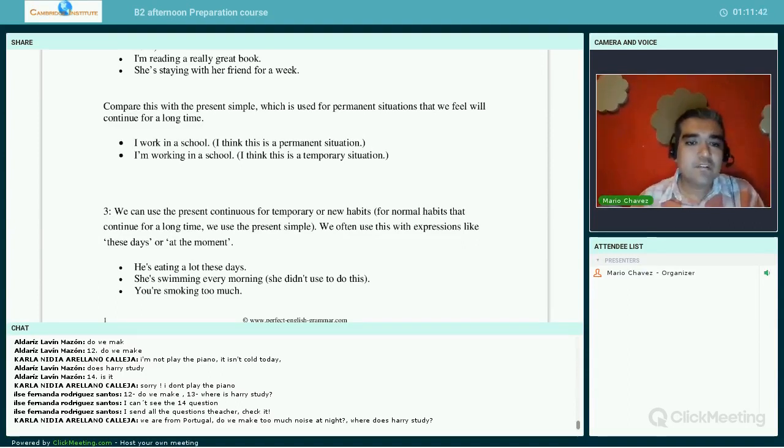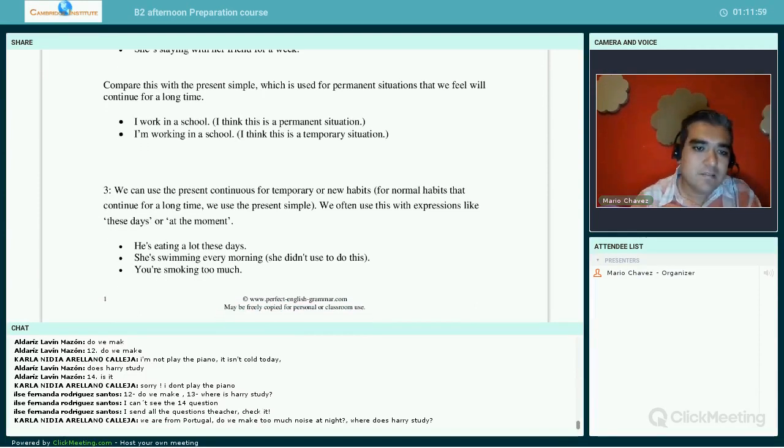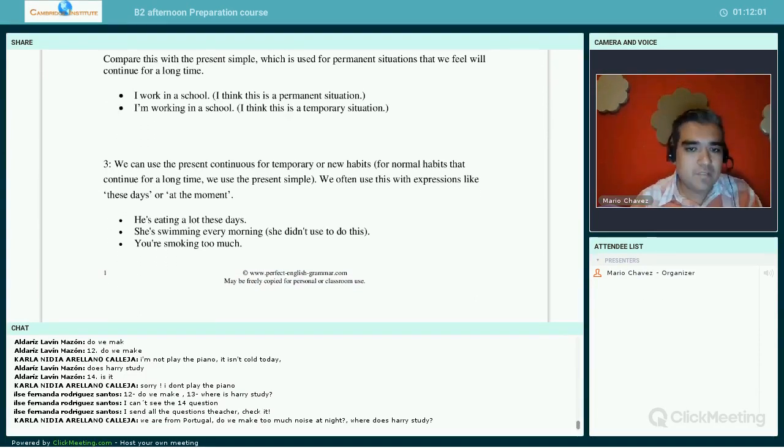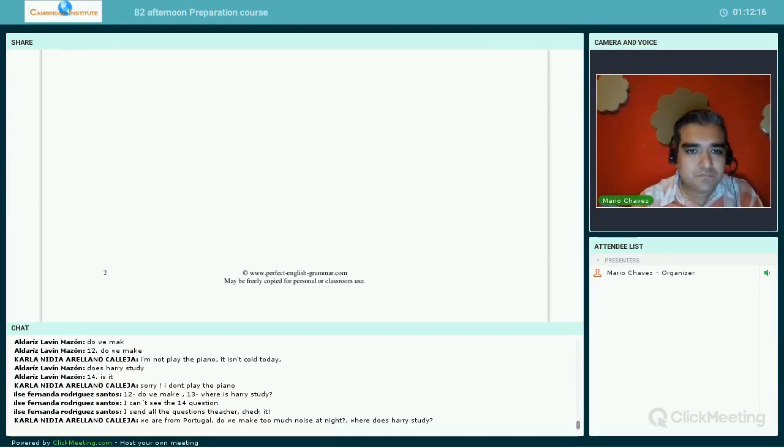We can use the present continuous for temporary or new habits. For habits that continue for a long time, we use the present simple. So one more time, temporary habits, present continuous. We often use expressions like these days or at the moment. He's eating a lot these days. She's swimming every morning. She didn't used to do this, right? So in the past, she didn't used to do this. Now she's swimming. You're smoking too much. So at this moment, you're smoking too much, right? Like we said, at the moment or these days.